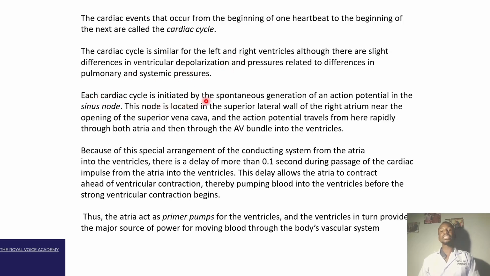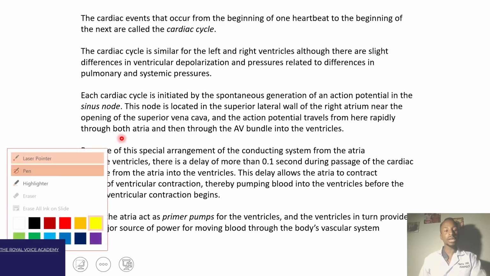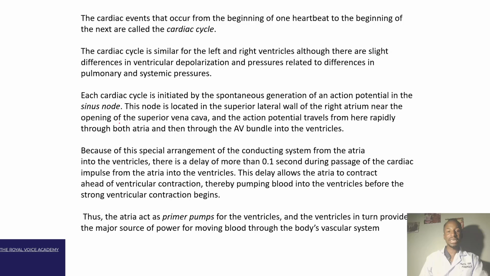Each cardiac cycle is initiated by a spontaneous generation of an action potential in the sinus node. We've said that this node is located in the superior lateral wall of the right atrium near the opening of the superior vena cava, and the action potential travels from here rapidly through both atria and then through the AV bundle to the ventricles. So one thing that I want you people to note from this slide here is it is coming from the opening of the superior vena cava.